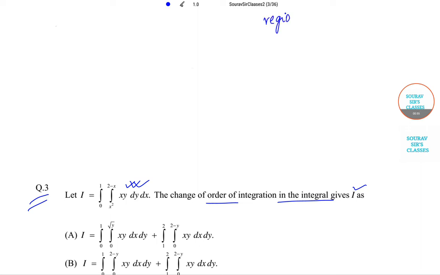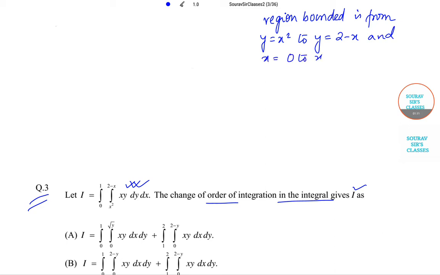the region bounded is from y is equal to x squared to y is equal to 2 minus x and x is equal to 0 to x is equal to 1. So let us draw how it will look like. So the graph will look something like this.